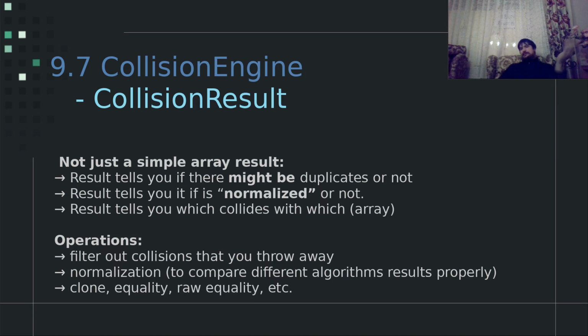And there are other operations like clone, equality. Equality uses this normalization, and there is raw equality which doesn't use the normalization. So raw equality only works if you are comparing results from the same engine. But if you are not using the same engine, you should use equality, and that will normalize for you.